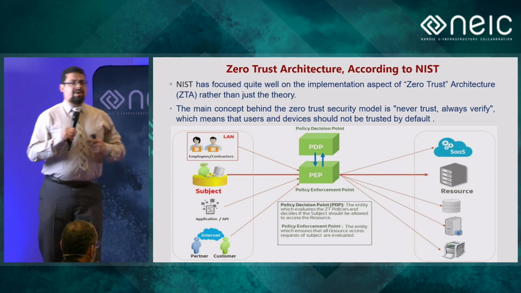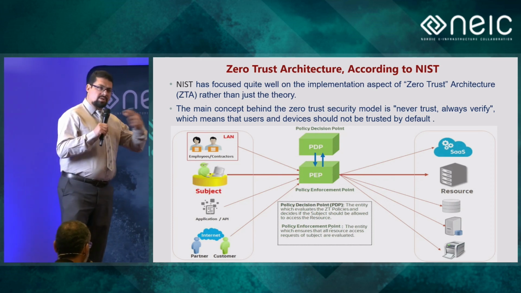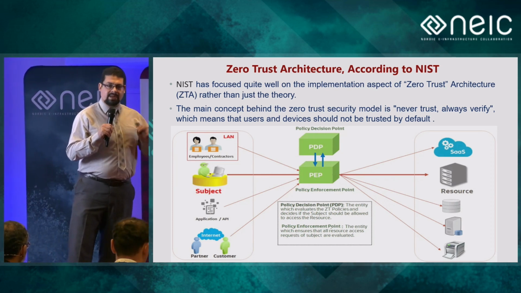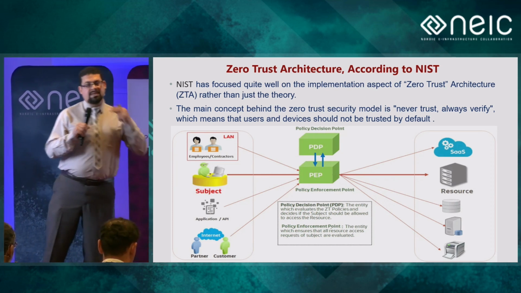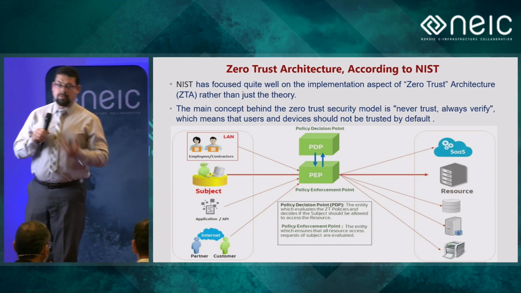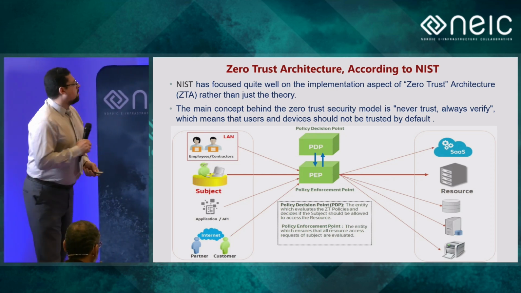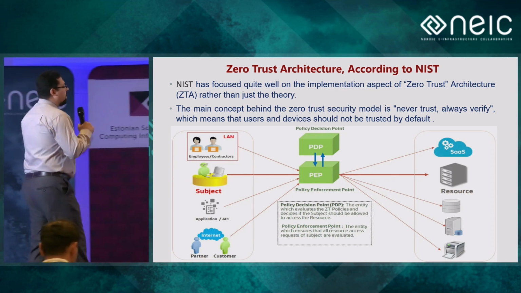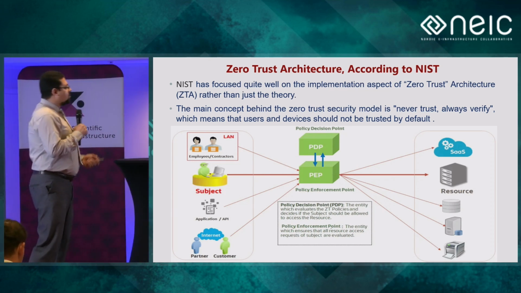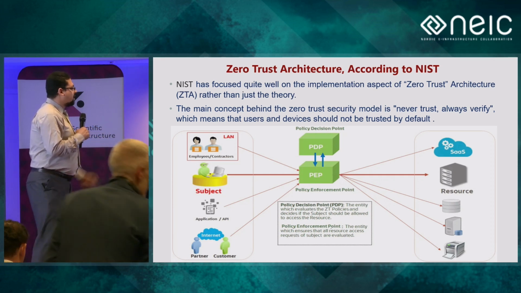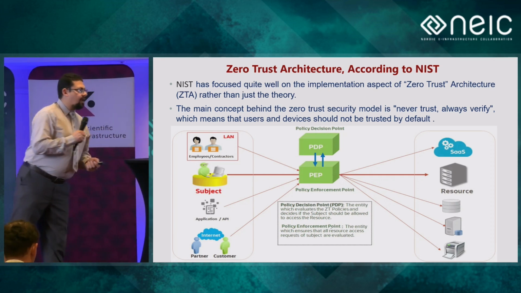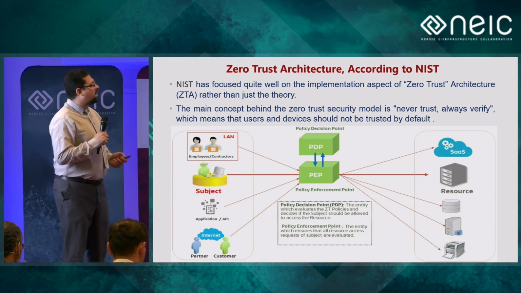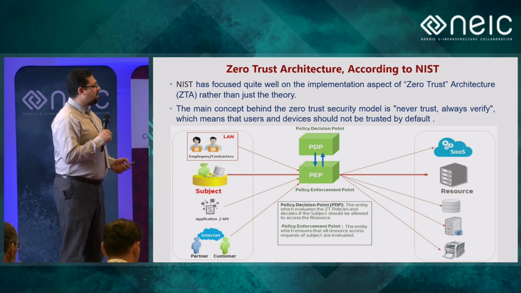So whenever you have an access from one component to another component in the network, the PDP will decide whether this access request actually aligns with the policy of this organization or not. Okay? So any access from the local area network or from any subject, users, applications must be verified using these PEP and PDP components.